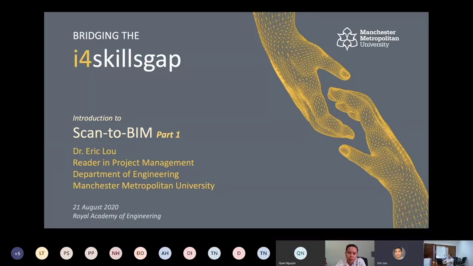Okay, so I'll explain more on why we're doing Scan-to-BIM, and then we'll come back to the fundamentals of scanning, fundamentals of digital data, fundamentals of modeling, and then only then we go to BIM.